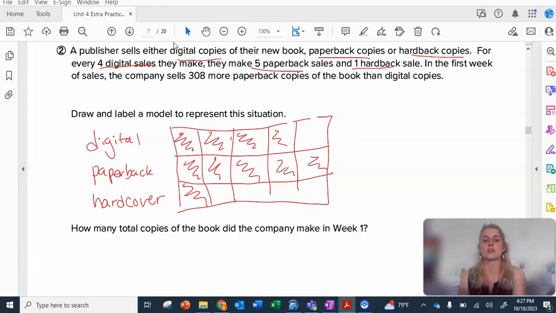The company sells 308 more paperbacks. Sorry, I have to keep pausing for dismissal announcements. More paperbacks than digital copies. So I'm not actually going to look at the hardcover at all.